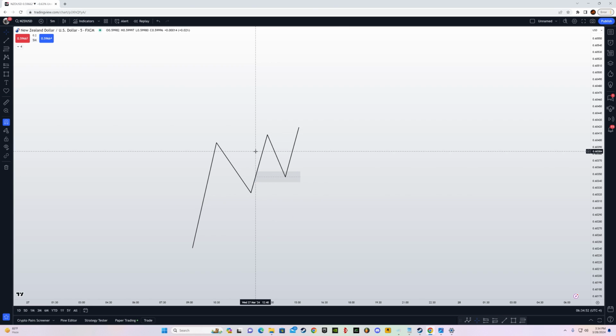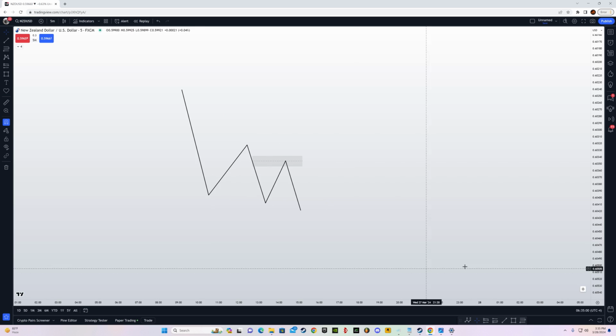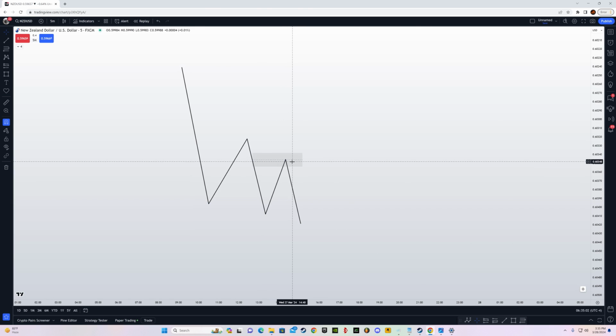So on the daily time frame, remember this, on the daily time frame, I waited for price to come into my fair value gap, right? And once price did that on the daily, I dropped down to 1 hour time frame, right? And after that, I looked for a market structure shift.